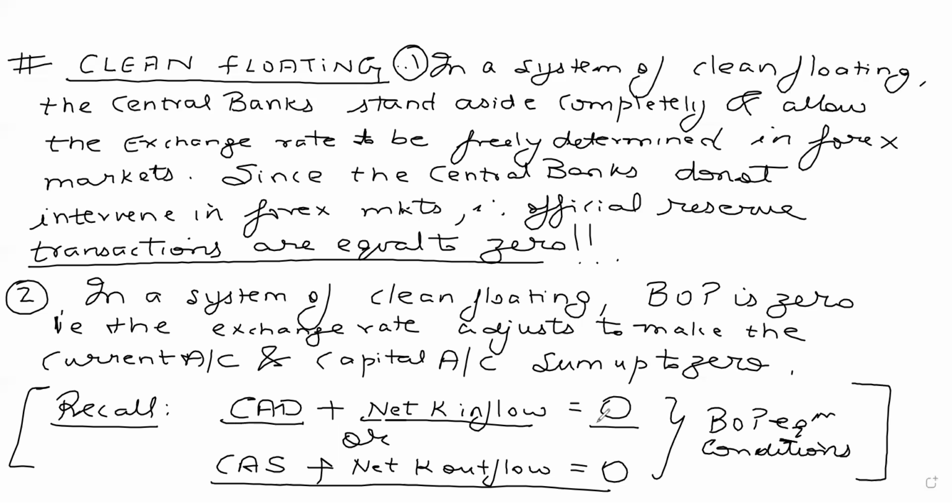Okay, so that means what? That means that when we talk about the system of clean floating, exchange rates will automatically adjust so that your balance of payment will be in equilibrium. That means if there's a deficit in the current account, it will be matched by net capital inflow, or if there is a surplus in the current account, it will be matched by net capital outflow. So hoping that students have understood this. That means under clean floating, exchange rates will automatically adjust based on demand and supply so that BOP is in equilibrium. That means BOP is equal to 0.